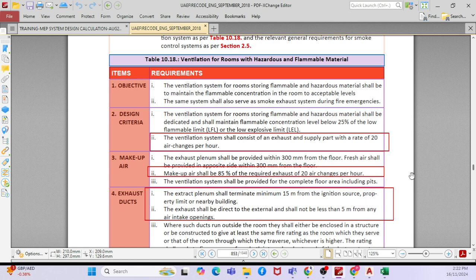Which is the foam system. Foam means the water will be mixed with the foam concentration, and that foam will be spread on top of the fuel layer, and then that will suppress the fire. So that is a different type of fire protection.